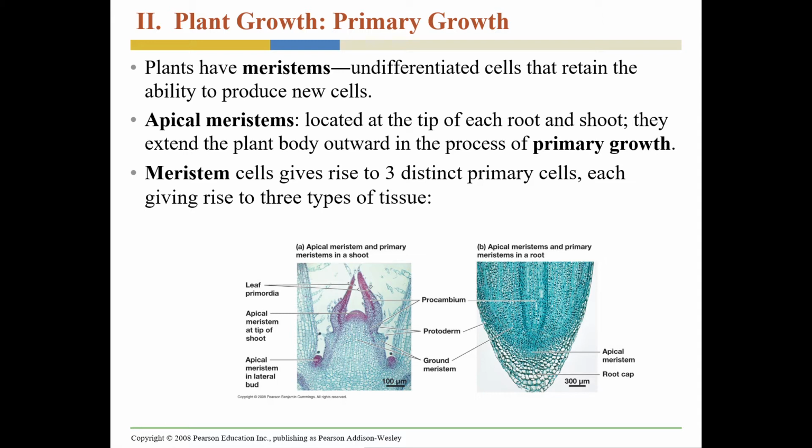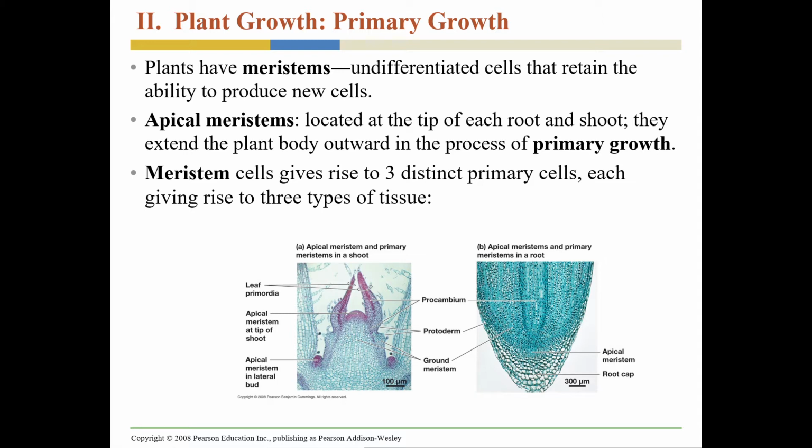You have apical meristems. Those are at the tip of the root and the shoot. They extend the plant body outwards in the process of primary growth. So the apical meristems are the meristematic cells at the tips of the root and the shoot. And in primary growth, these meristem cells give rise to three distinct primary cells, which give rise to three types of tissue.